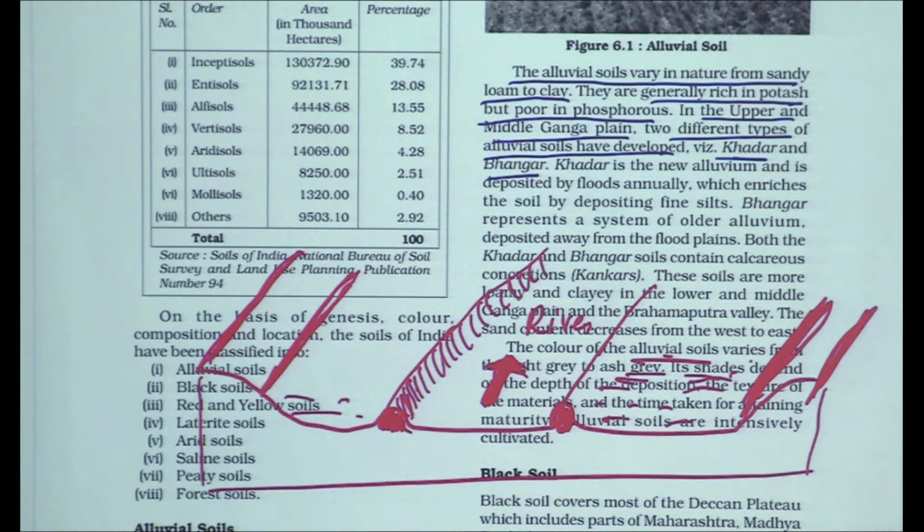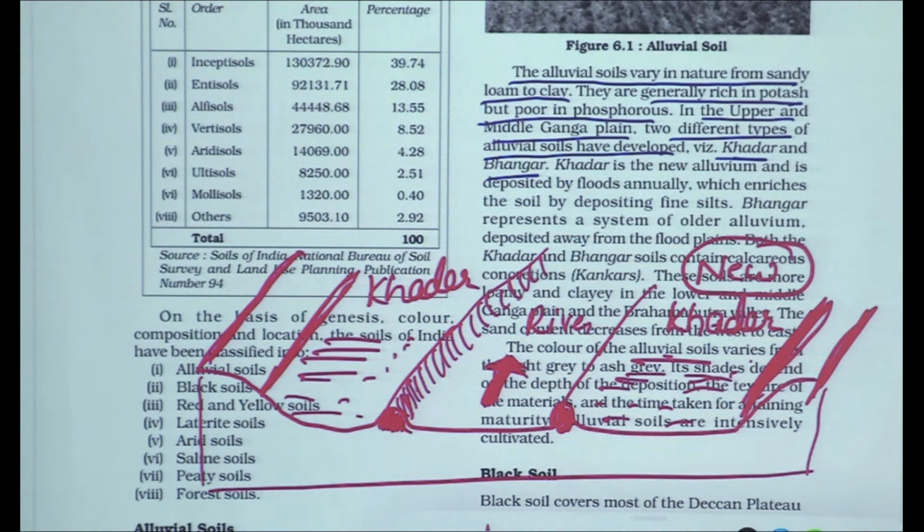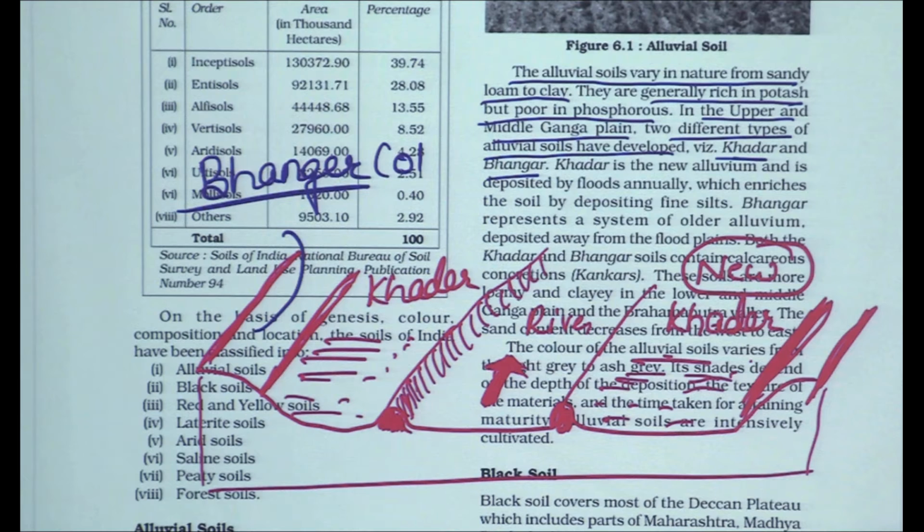So, be cautious. What is getting deposited here is regular. We are calling it annually renewed Khadar, on both ends. What is Khadar? New alluvium. And what will this be? This will be Bhangar. And what is Bhangar? Old alluvium. And same here.